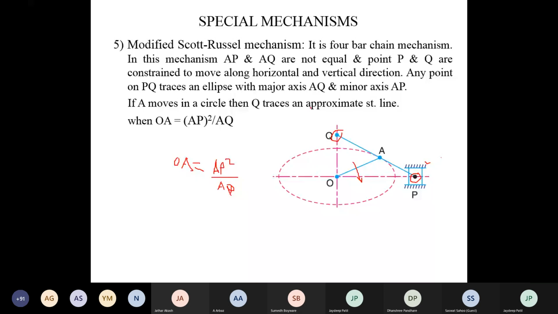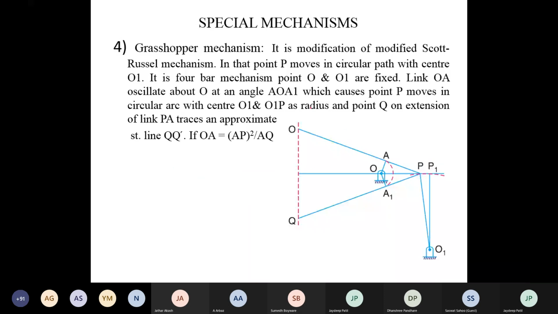Now if you see here, the grasshopper mechanism is a modification of the Scott-Russell mechanism. In that case also there are four links. Links O and O1 are fixed links, and link OA, which oscillates through an angle AOA1, then link AP, and the next link is O1P. Suppose this is the first link, I will mark here. This is the second link, this is the third link, and this is the fourth. Now AQ is not a link. This is Q. Q is the point on the extension of AP.